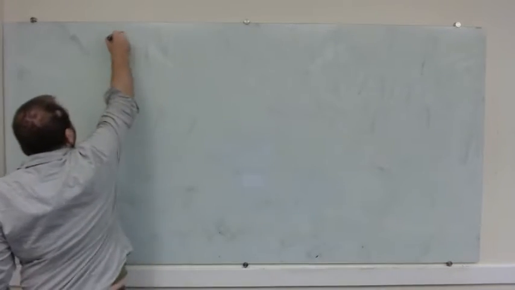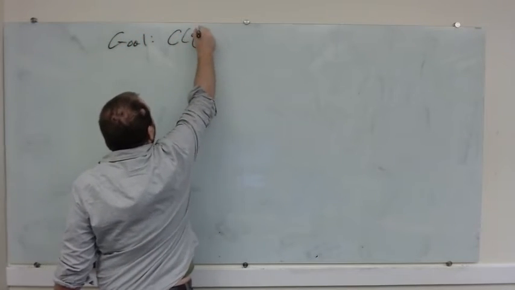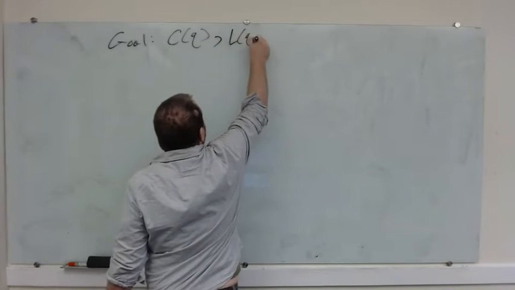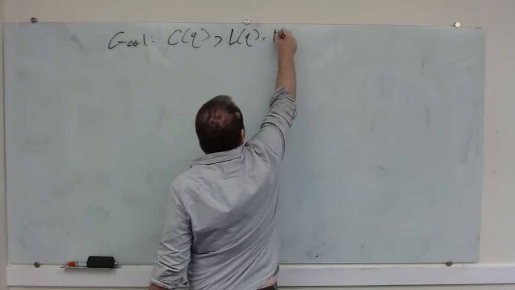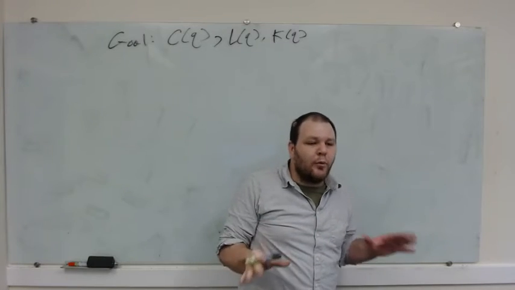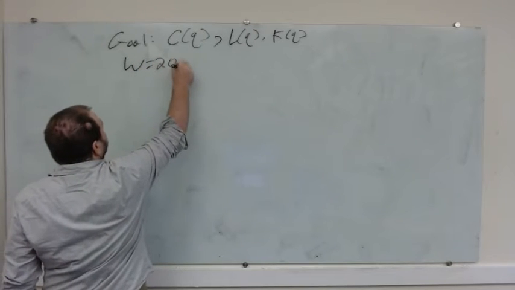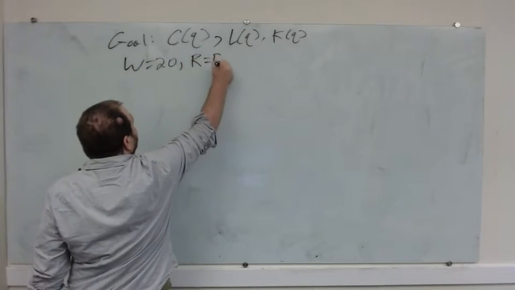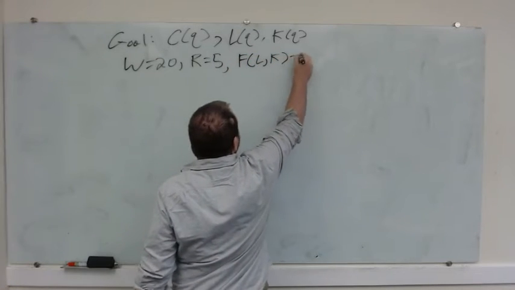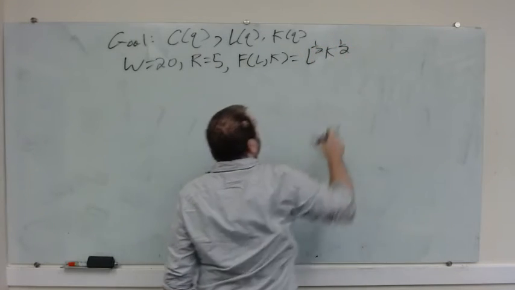Right, so our goal is to know the cost of Q units of output. And we're going to do that by figuring out the amount of labor we're going to use to produce Q units of output and the amount of capital we're going to use to produce Q units of output. Let's do this with the same problem we've been working with. So let's imagine that we've got a wage rate of 20, a rental rate of 5, and a production technology that's equal to L to the 1/2 times K to the 1/2. Awesome.